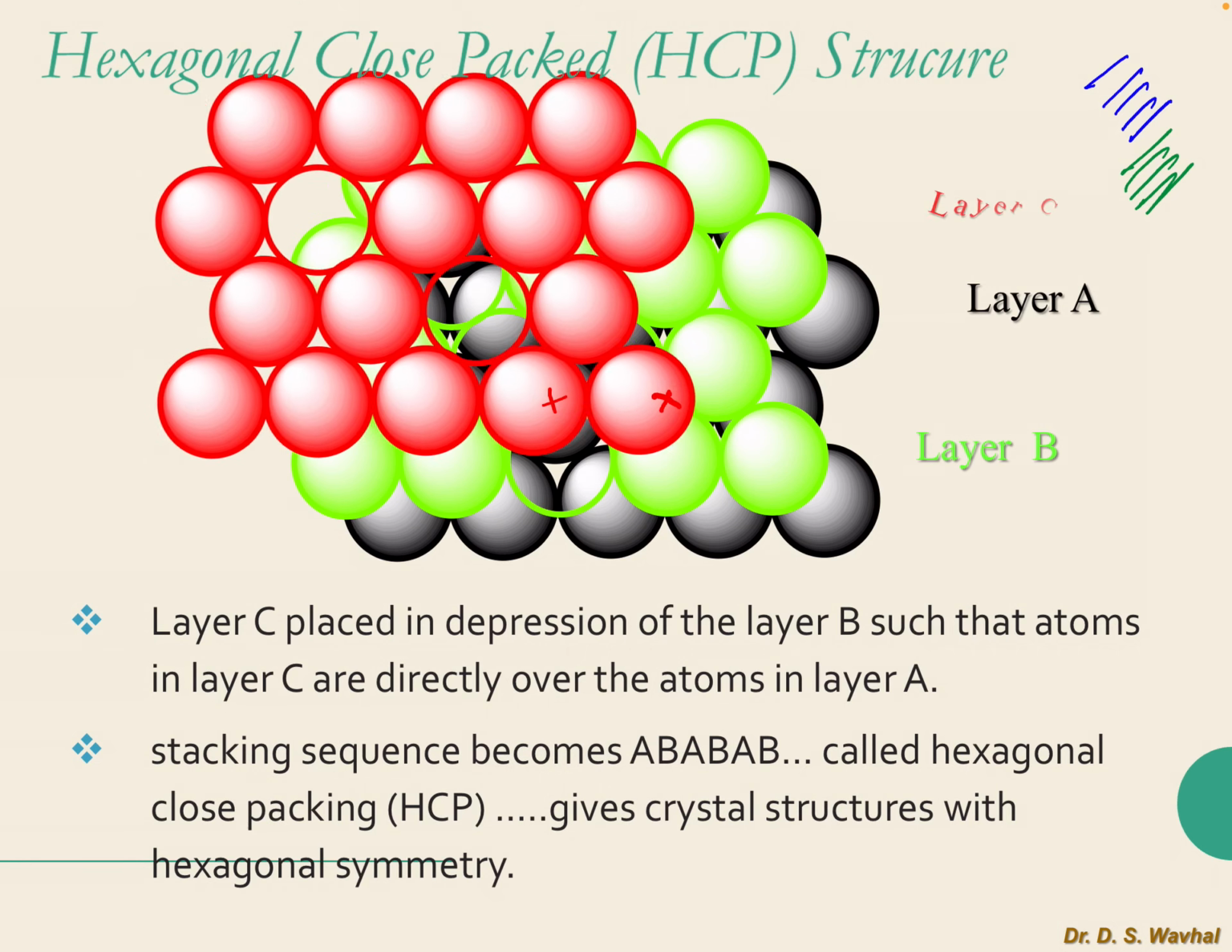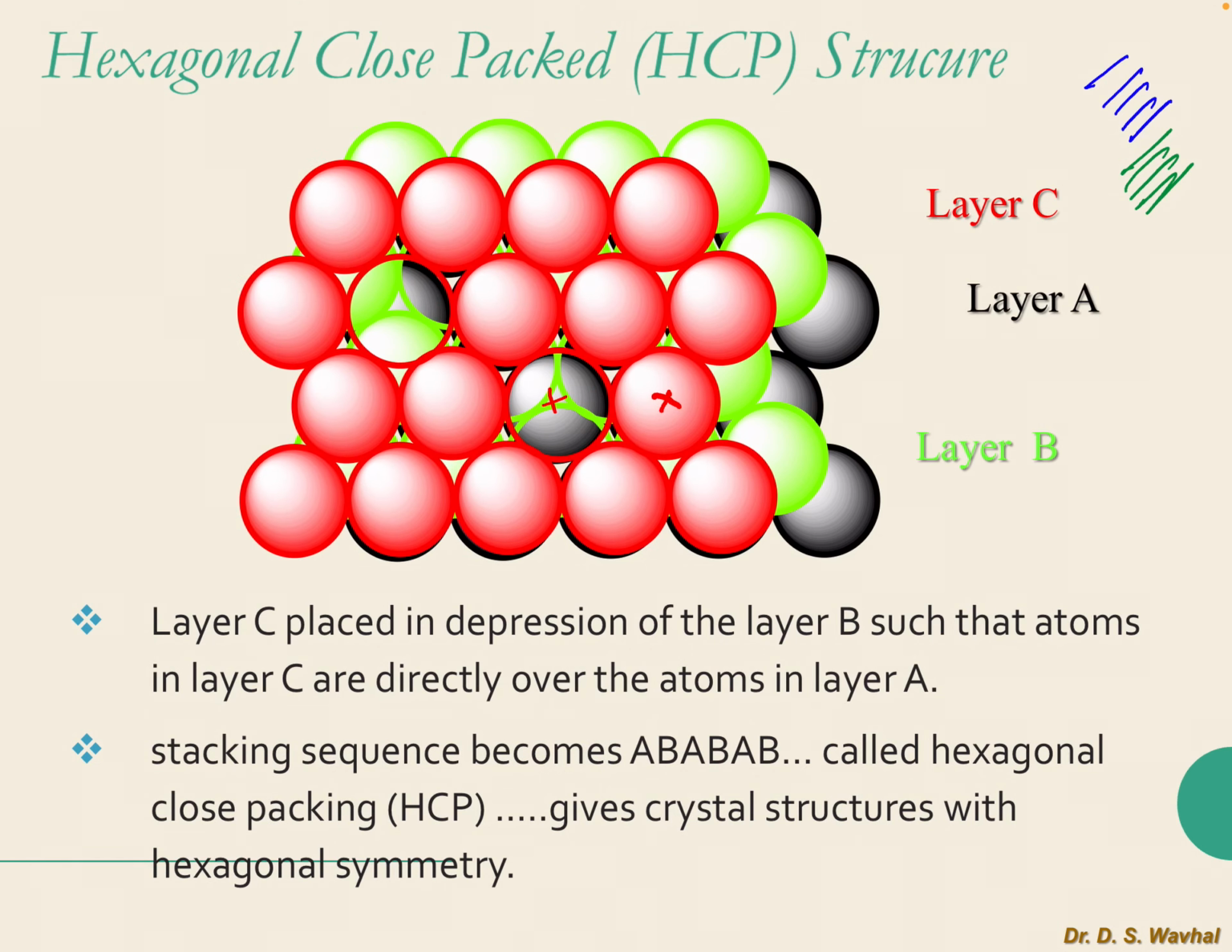Let's see. Okay, they are sitting exactly as I said. I have shown this one is hollow, and it sits exactly in the depression formed by layer B, and they are exactly above the atom from layer A. This kind of stacking is called AB-AB, and this AB-AB stacking gives us hexagonal symmetry. So this is called the HCP structure, hexagonal close pack structure.